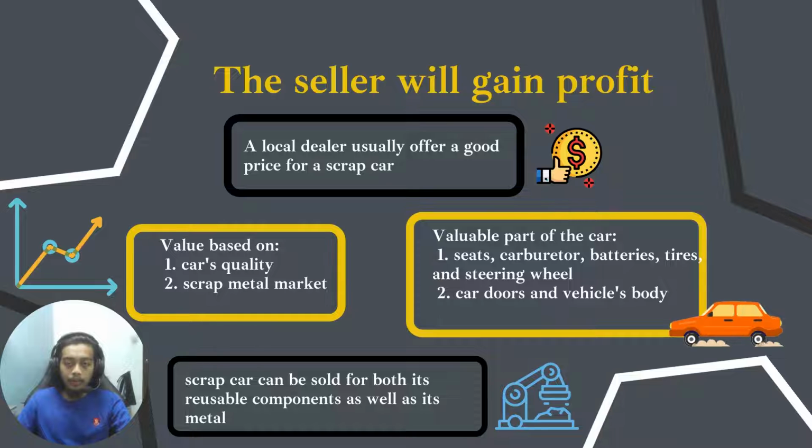This is because many parts of the car, including the seats, carburetor, batteries, tires, and steering wheel, can be reused if they are still in good shape. Other metal parts such as car doors and the body of the vehicle can be sold for metal, and the price will depend on the mass. As a result, the scrap car can be sold for both its reusable components as well as its metal.